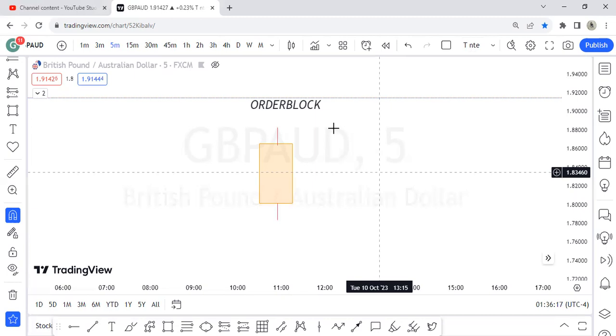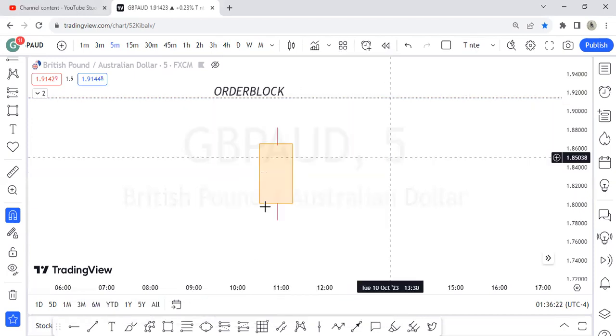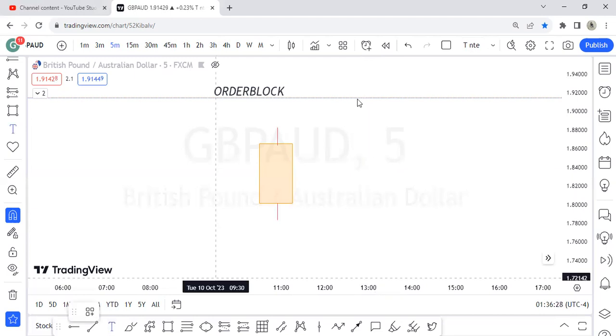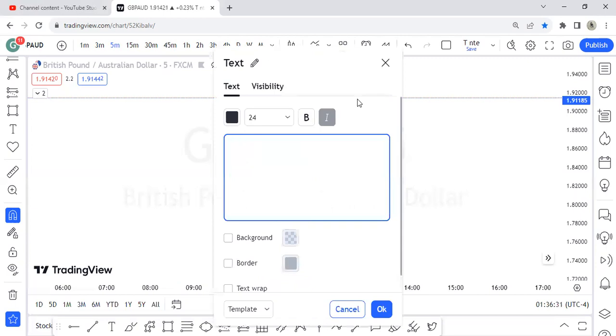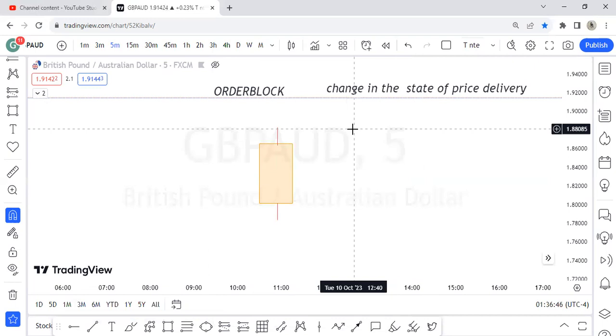All right, so let us talk about it. What's an order block? An order block, in its crudest definition, is the change in the state of price delivery. That is the definition of an order block. So the market is delivering on the downside, and then it starts delivering on the upside. That is also referred to as an order block. It's a change in the state of price delivery.